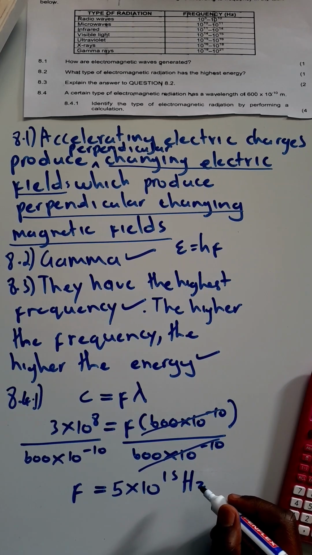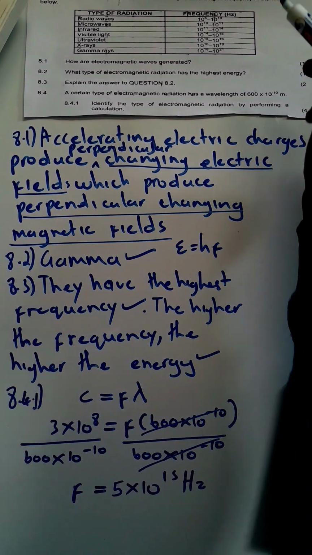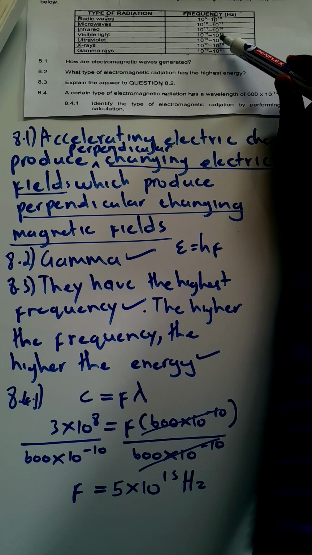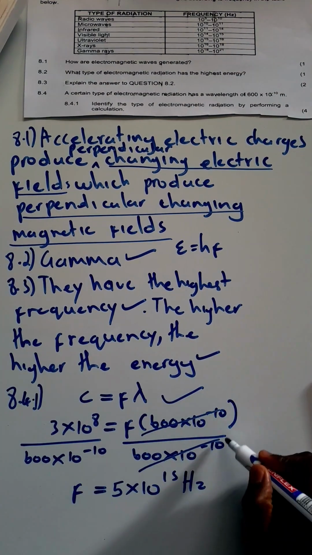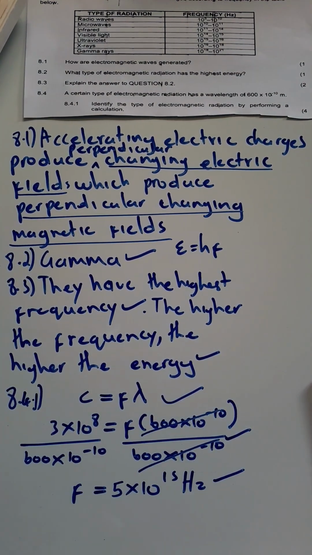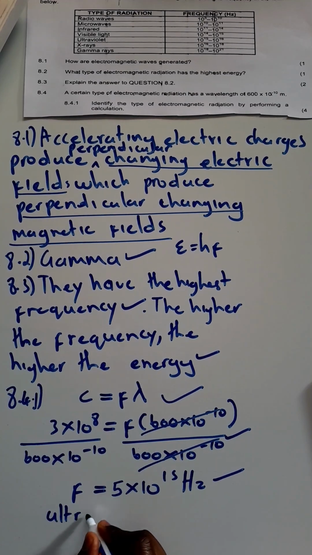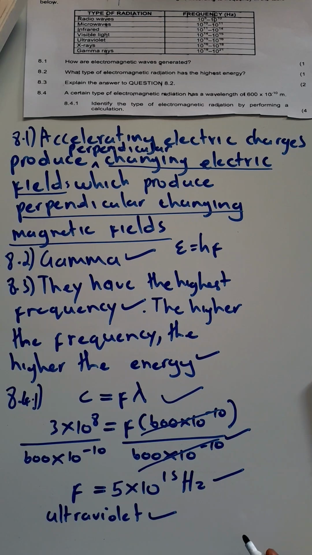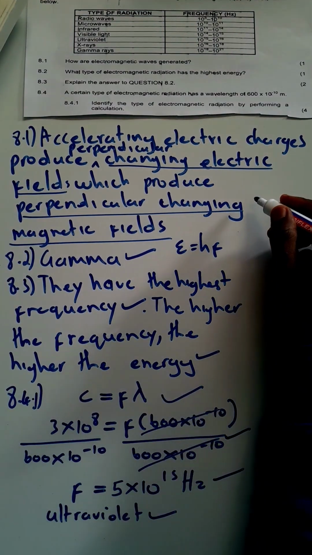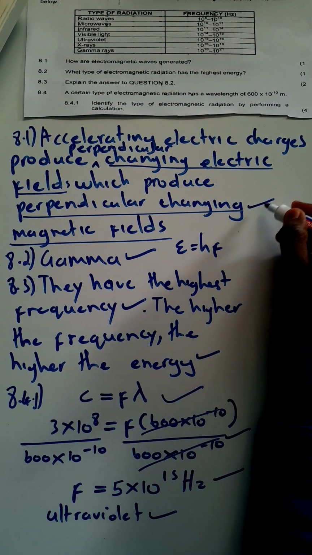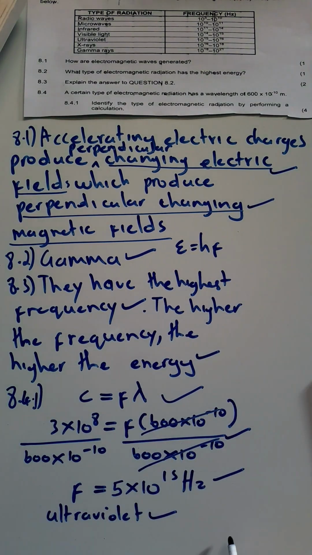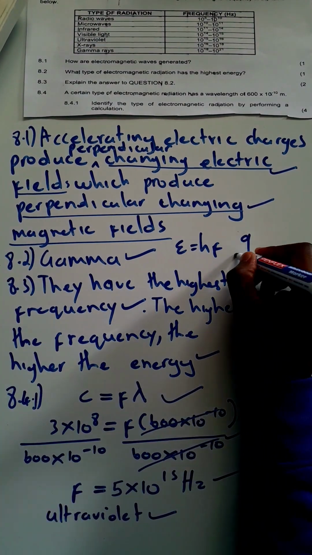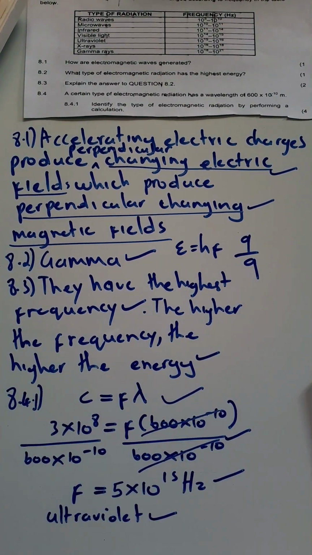So 5 times 10 to the power of 15 falls with ultraviolet. So it's going to be 1, 2, 3 for the calculation, and then 1 last mark for concluding that the frequency corresponds with the frequency of ultraviolet radiation. So here we have 2 for that, 2 for this, 2 for that, 2, 3, and 9 there. How did you do out of 9?